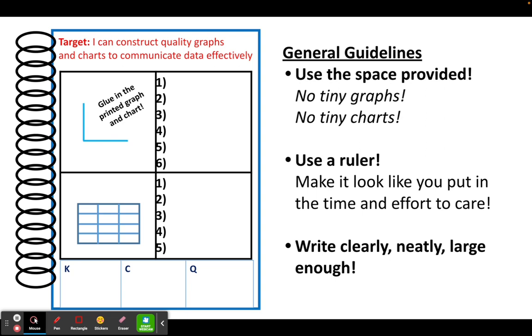So that's another thing. Also, when you're labeling your graph, putting a title, or labeling your axes, please write clearly, neatly, and large enough so people can read it. You want to put your numbers and the increments there as well. And I'll go over this in more detail in a moment.